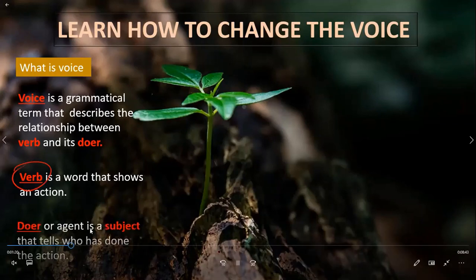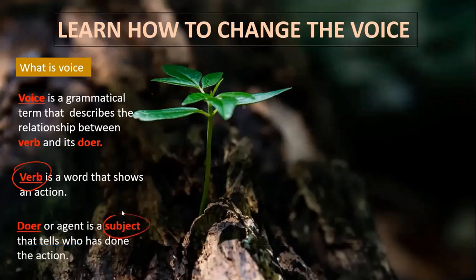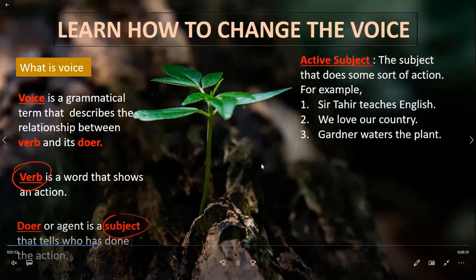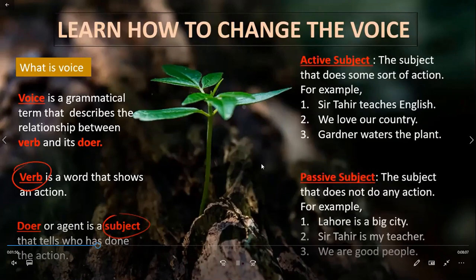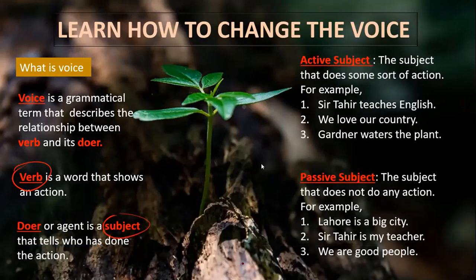Okay, so doer or agent is a subject that tells who has done the action, means who has done the task, who is active in the particular sentence is known as subject. Now moving ahead, what do we need to understand? The next thing is there are two types of subject. One is active subject and the other one is passive subject.